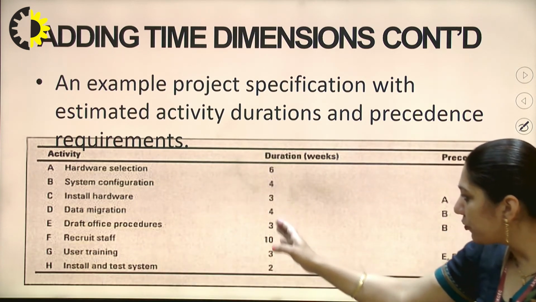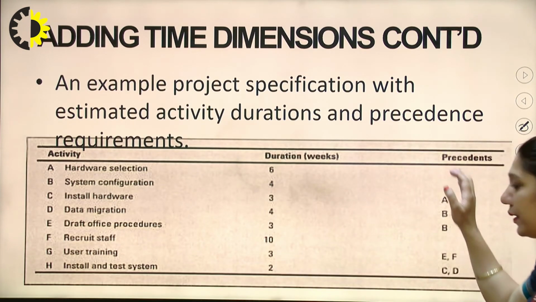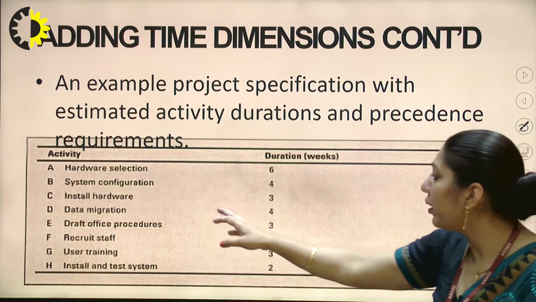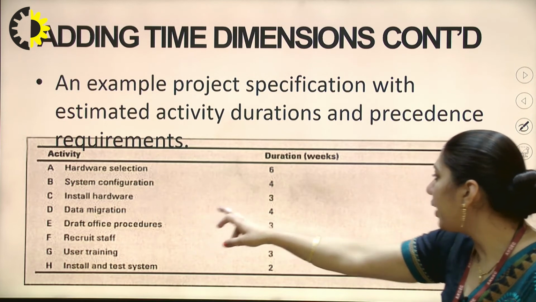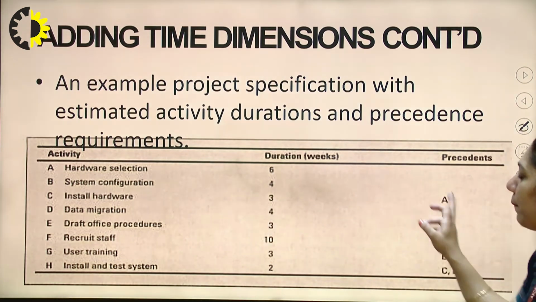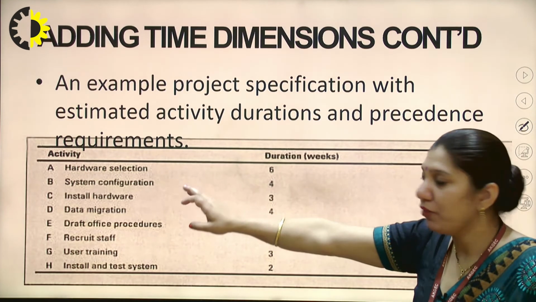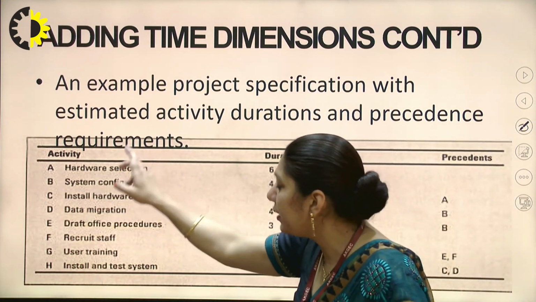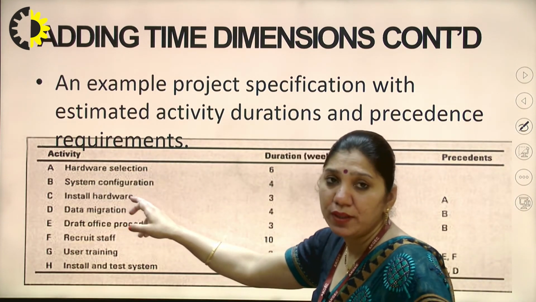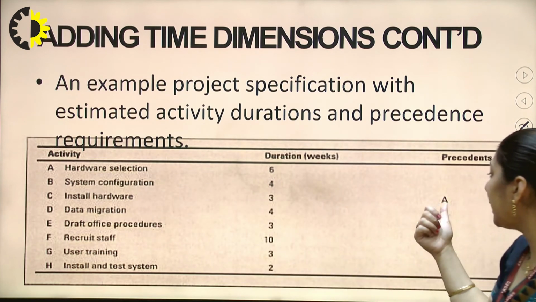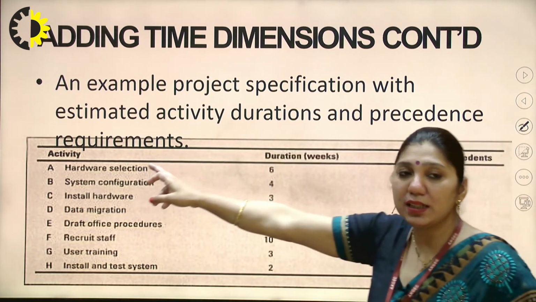That is the duration we have mentioned, and then we have the precedence. For example, for the installation of the hardware, I have to complete the hardware selection first. If I do not decide the hardware selection previously, I cannot install the hardware. So the precedence for the C part is the A part. The A part should be completed first.